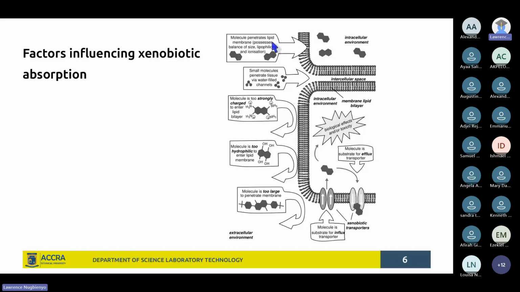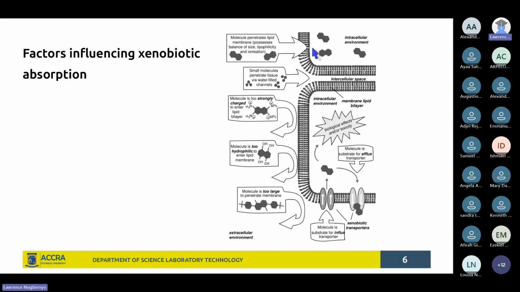Now, a major factor that allows xenobiotics to penetrate through the lipid bilayer is, number one, the size of the substance. The molecular size of the substance should be such that it will be able to pass through some pores, or directly through the lipid bilayer into the cell, by processes of diffusion, for instance, maybe passive diffusion. It can easily pass through the lipid bilayer.